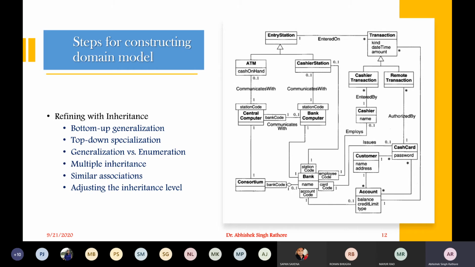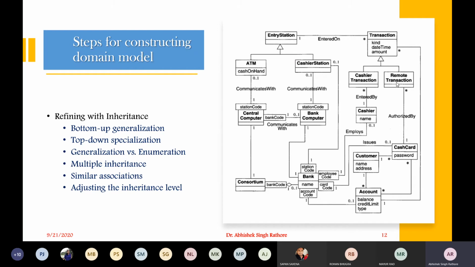When we are considering this bottom up approach, let's say we have some remote transaction here. In this diagram we have a remote transaction and a cashier transaction. I think I put in the wrong model. So we have a remote transaction and a cashier transaction, and these two are similar. This is my cashier transaction and this is my remote transaction.